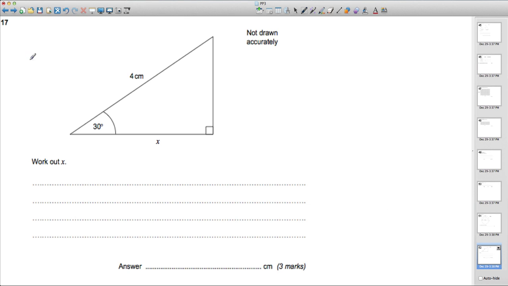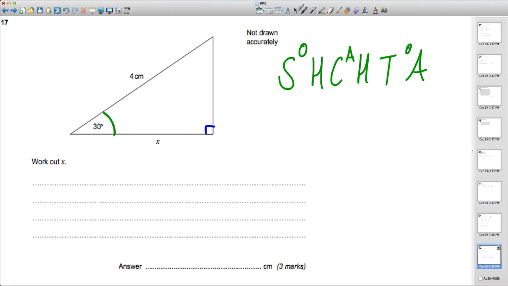Question 17, work out x here. It's a right angle triangle. You're thinking Pythagoras or SOHCAHTOA. We're given an angle, so it must be SOHCAHTOA. Write down SOHCAHTOA. Label your triangle with reference to the angle. This angle here is the one you care about. This is opposite, don't label it. You don't want it and you haven't been given it. This is your adjacent, this is your hypotenuse.